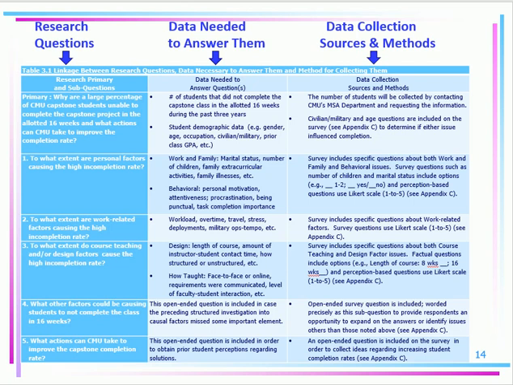Now, what's going to be driven out of column 2 is your survey, right? You're going to use that to come up with the questions for your survey. And then over in the right-hand column, it says, what data do I need? The right-hand column says, where am I going to get it from, right? And then it says over here, the number of students will be collected by contacting CMU's MSA department and requesting the information. Civilian, military, and age questions are included on the survey. See Appendix C, right? Survey includes specific questions about both work and family behavioral issues. Survey questions such as number of children, dependent status, and perception-based questions using a Likert scale are included. See Appendix C. So you can see what this table is all about.